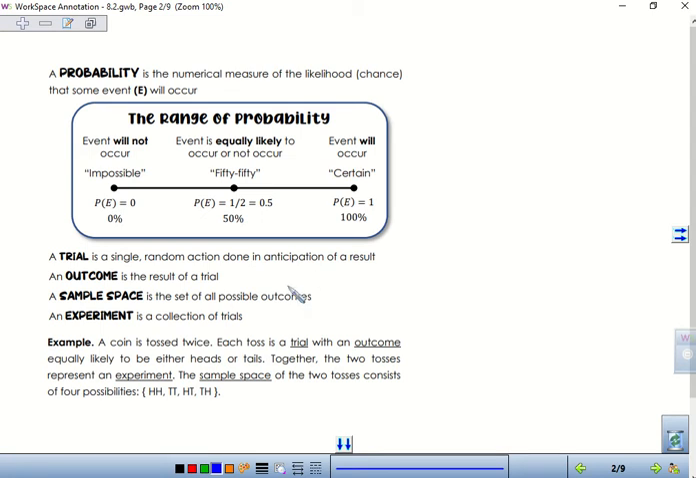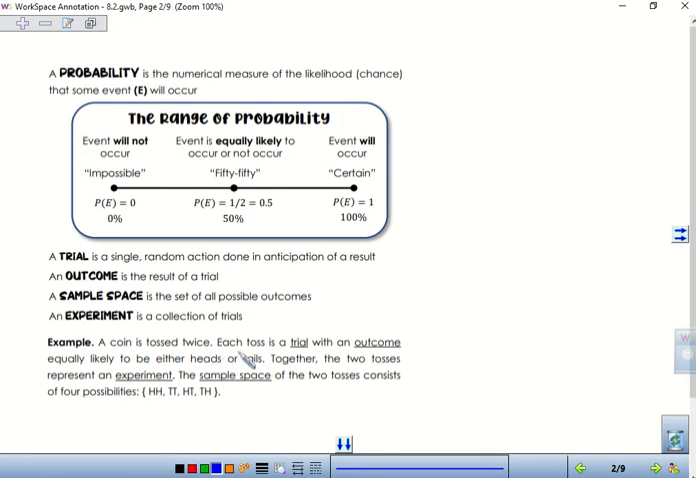And then there's what we call a trial, which is a single random action done in anticipation of a result. So when you do a trial, that's like flipping a coin once, okay? The outcome is the result of a trial. So if you flipped a coin and you got heads, that would be your first outcome. And then a sample space is the set of all the possible outcomes. So if you're flipping a coin, what are the possible outcomes of that? Heads and tails, right? So that's the sample space, that's the possibility of the different outcomes. And then the experiment is the collection of trials. So that's where you do several trials and collect the data.